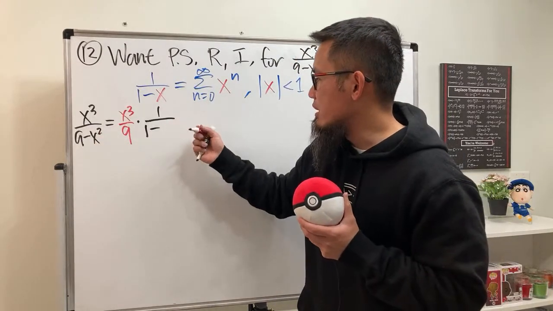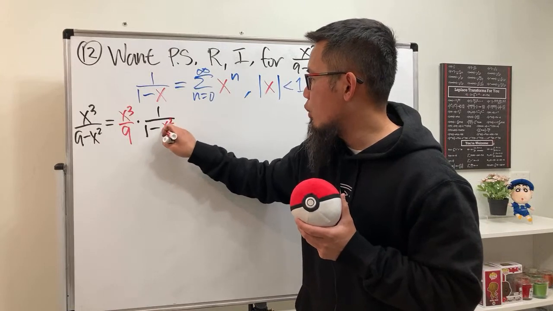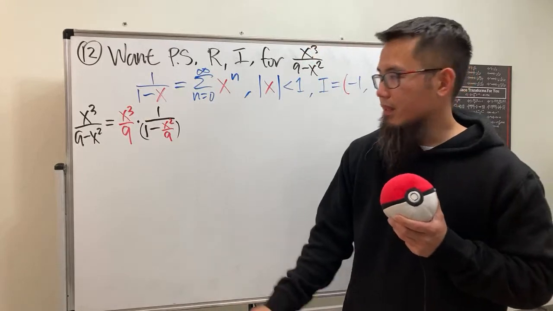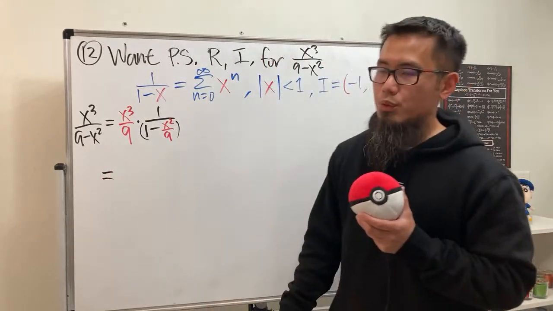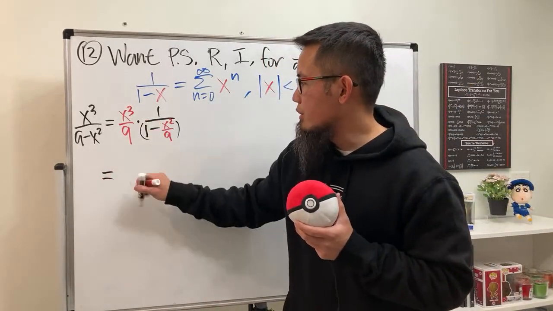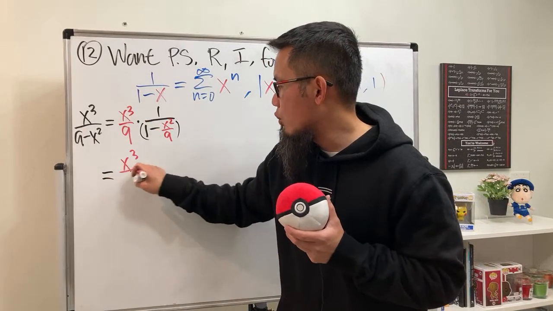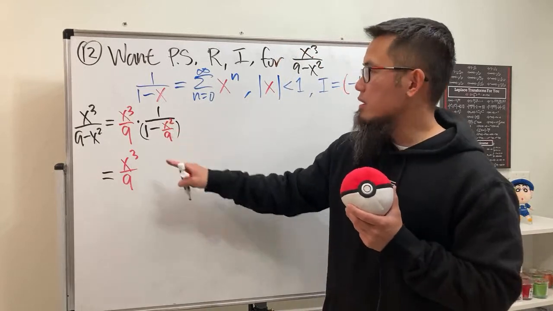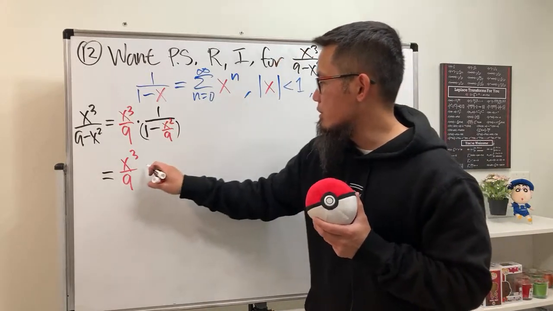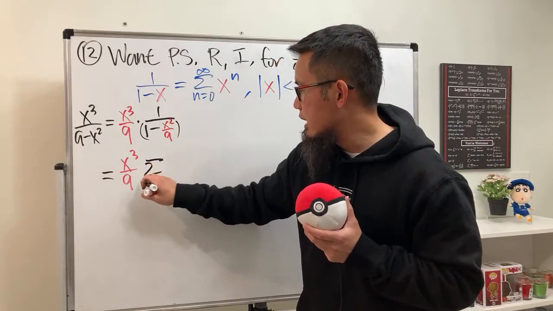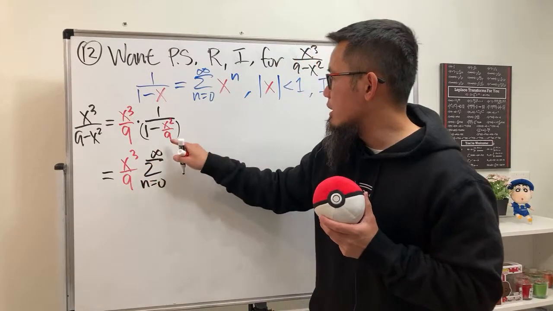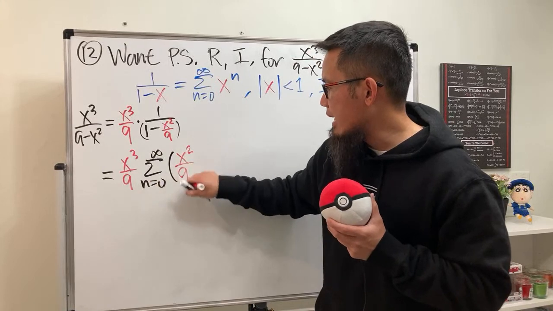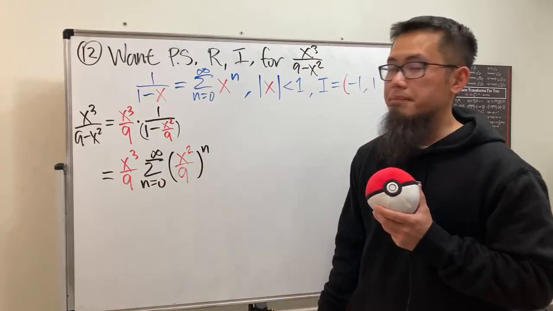So this is really x squared over 9, like this. Okay? Now, let's see what we can do next. This is still that, which is x to the third power over 9. But this thing is the same as that. We just have to plug in this. So this is just going to give us the series as n goes from 0 to infinity, and you put this right here, parentheses, x squared over 9, and then raised to the nth power like that.